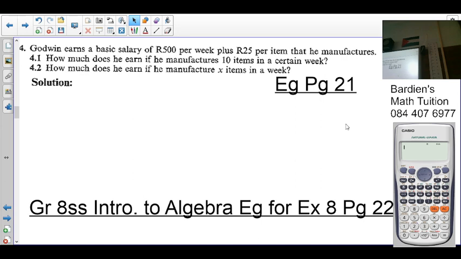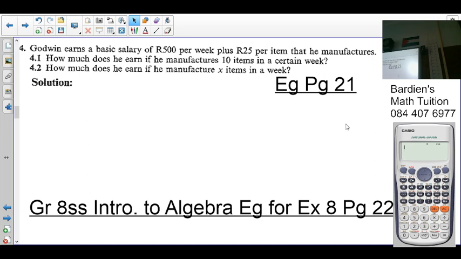Right, Godwin earns a basic salary of 500 Rand. So every week he gets 500 Rand plus 25 Rand per item that he manufactures. You guys know what manufacturing means? Yes, that he makes. So he gets 25 Rand per item extra. So if he makes no items, but he comes to work, then how much is he going to get? 500. If he makes one item for the week, how much does he get? 500. If he makes two items, how much does he get? Okay, you guys get the picture, eh?